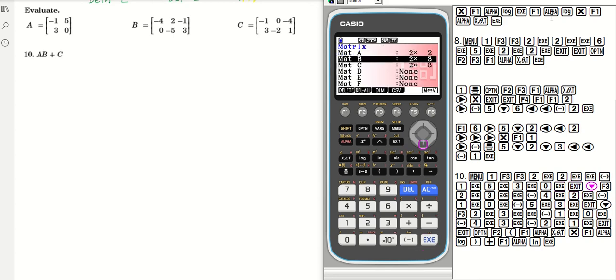Next, let's enter the elements of matrix B that has dimension 2 by 3. And then enter all the elements. We have negative 4, 2, negative 1, 0, negative 5, and then 3.